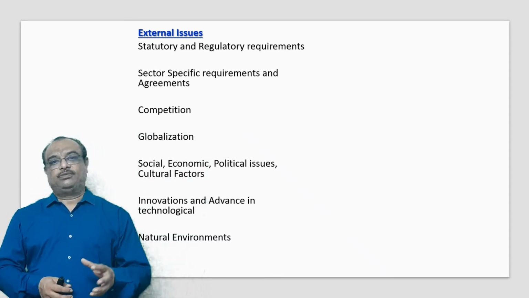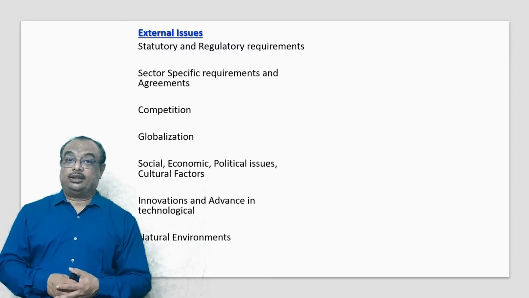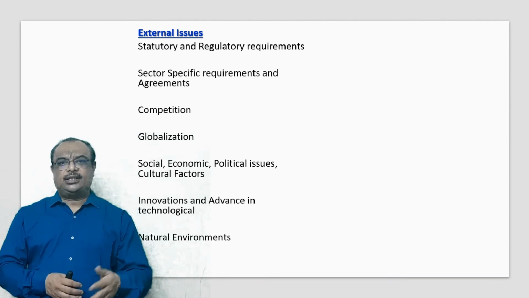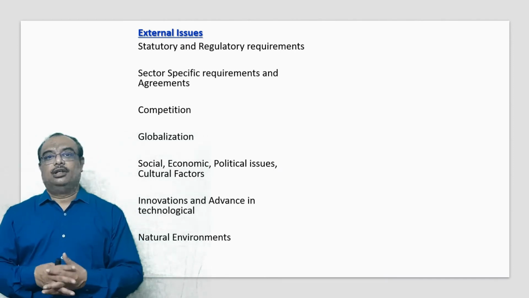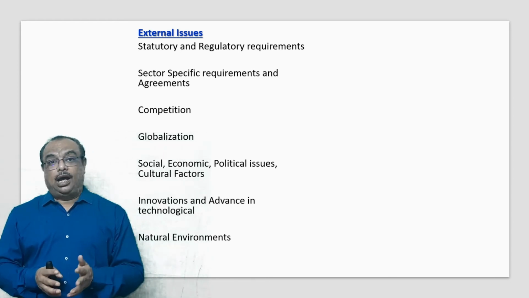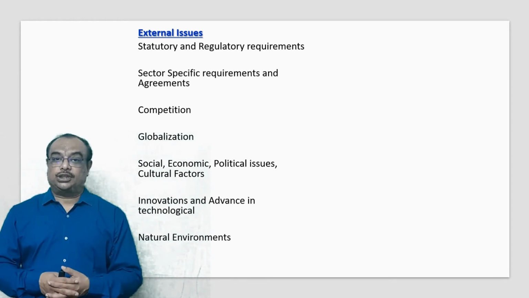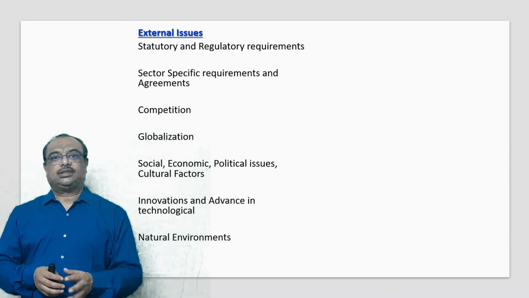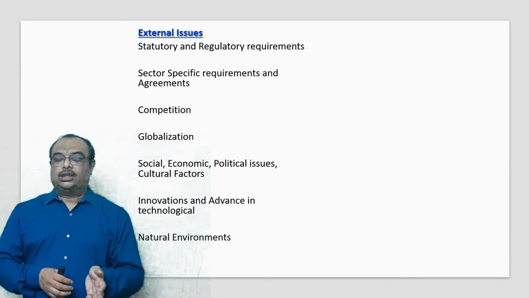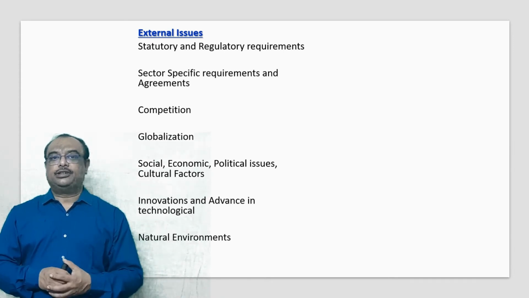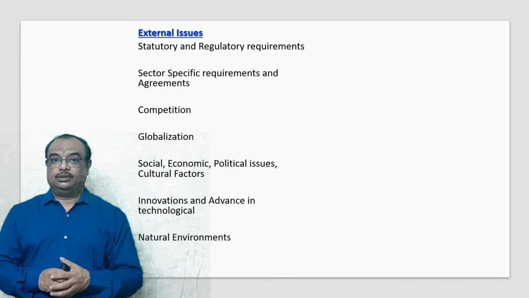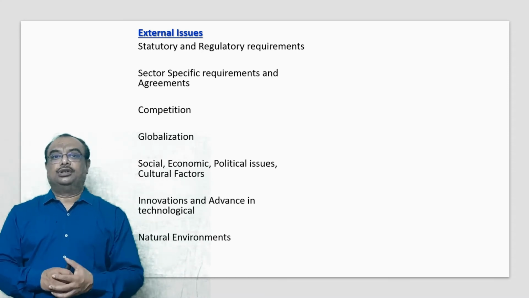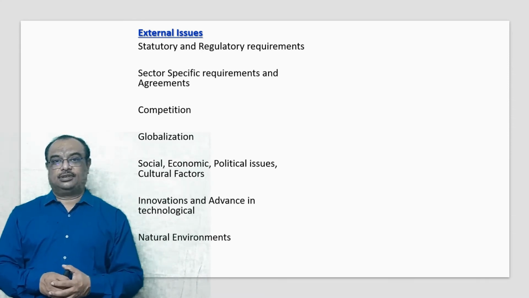Natural environments, in some areas, rain could be a natural environment factor. In some countries, there are earthquakes and other natural events which can impact our business. So we have to understand this according to our geographical situation or location. If an organization doesn't understand or determine the external issues perfectly, then there is a high possibility that the organization will face issues in achieving its business objectives.